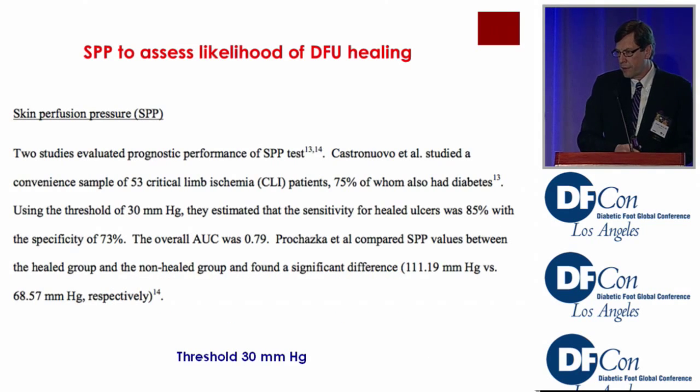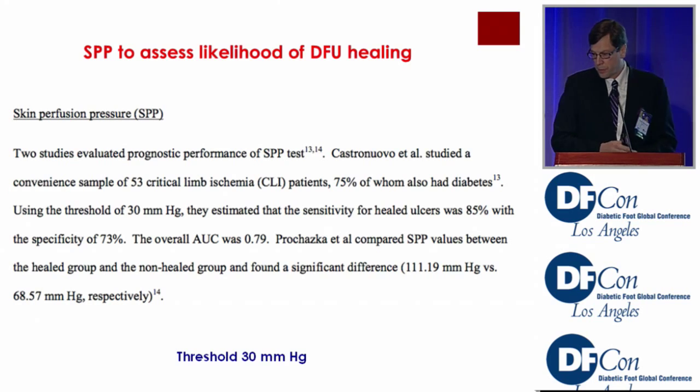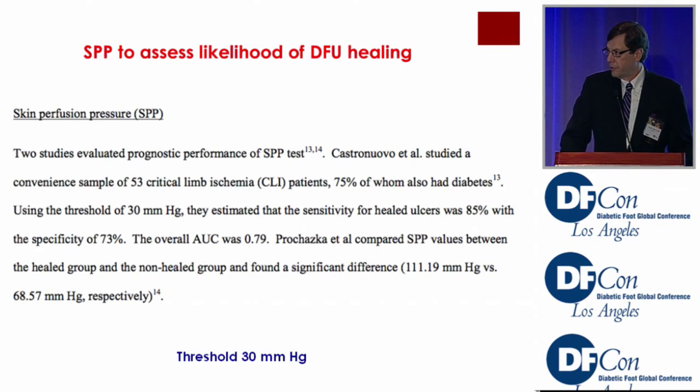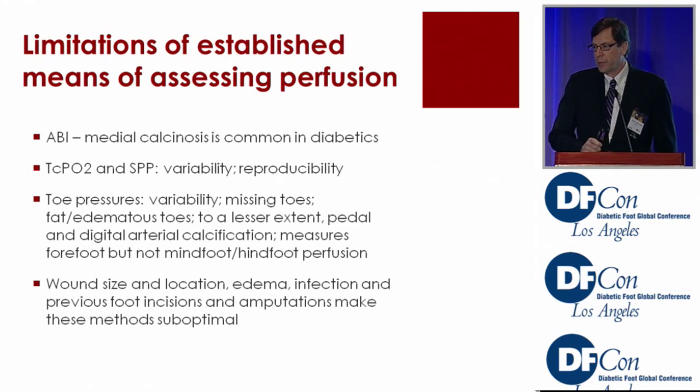Same thing. This is great for WIfI because if you use skin perfusion pressure, the threshold is about 30. Now, that doesn't mean if it's 31, it's automatically going to heal, and if it's 29, it's never going to heal. But if you apply this to a large group of patients, it gives you a good cutoff. Now, what's the problem with these methods then? We have these methods. We have numbers that work.